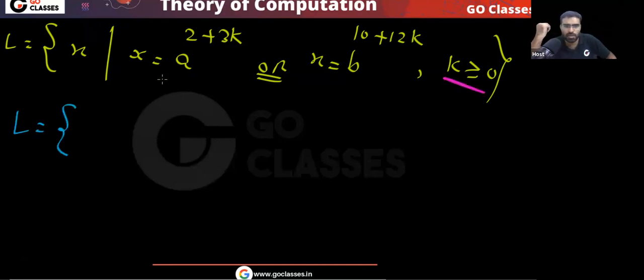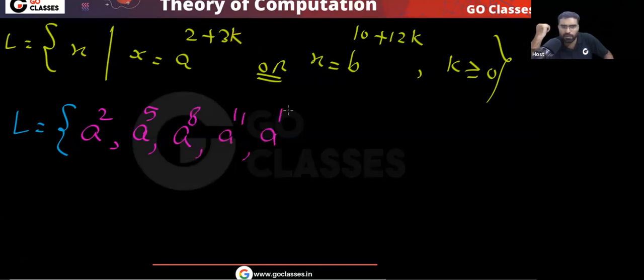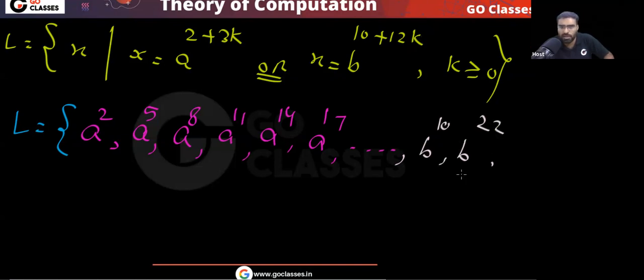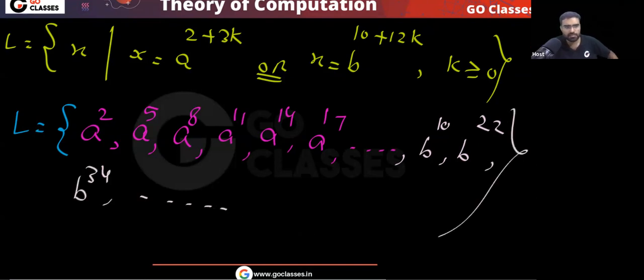If you take k equal to 0, then in this language you have this type of strings. For example, if you take k equal to 0, then you can get a power 2. If you take k equal to 1, you can get a power 5. If you take k equal to 2, then you can get a power 8, a power 11, a power 14, a power 17, and so on. Yes or no? What else you have? You also have b power 10 plus 12k. If I put k equal to 0, then I will get b power 10. If I put k equal to 1, I will get b power 22. If I put k equal to 2, then I will get b power 34 and so on. Is this clear? Tell me.